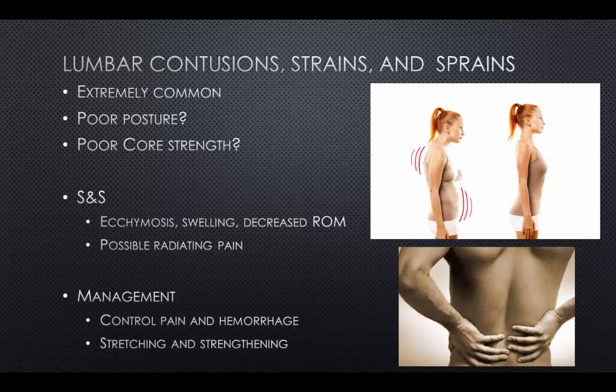Poor posture, including excessive lumbar lordosis curvature and weak abdominal muscles, are frequently associated with low back pain. Some people refer to this as the butt out, gut out position, which is exhibited in the top picture. Signs and symptoms include ecchymosis, swelling, decrease in range of motion, and possible radiating pain, usually into the lower extremities. Management of lumbar contusions, strains, and sprains include controlling the pain and hemorrhage, and then stretching and strengthening of tissue.